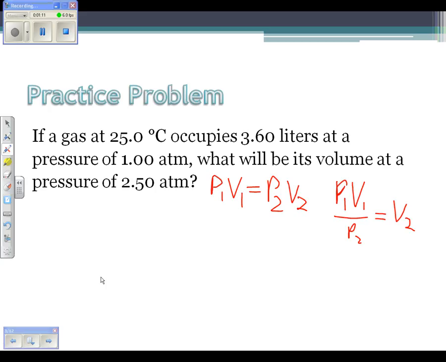To solve for V2, we will multiply P1 by V1 and divide that by P2. So we will plug that into our equation, and we get 1 atmosphere times 3.6 liters, all divided by 2.5 atmospheres. We will use significant figures, and the answer to the problem is 1.44 liters.